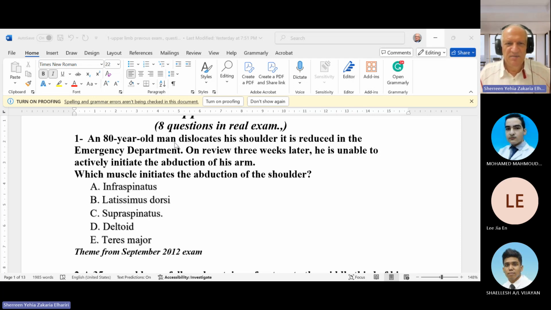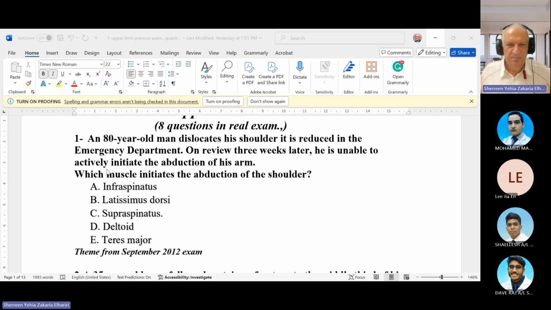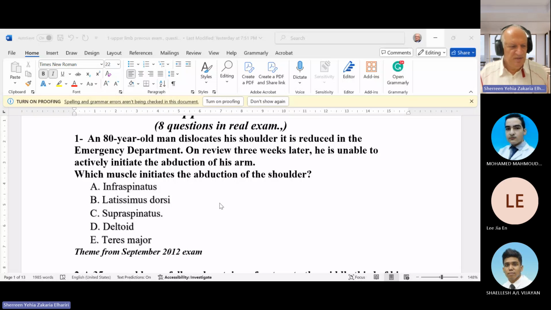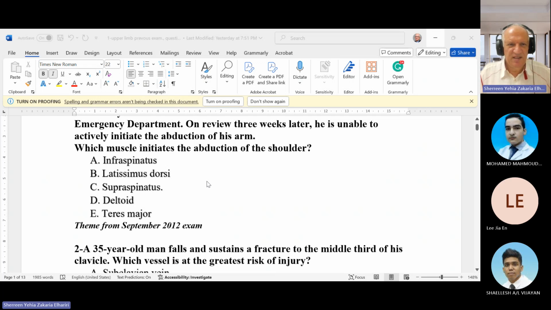An 80 years old man dislocated his shoulder. It is reduced in the emergency department. On review 3 weeks later, he is unable to initiate abduction of the shoulder. So this is the question he asked you: what is the muscle responsible for initiation of abduction of the shoulder? Anyone have an idea? Which muscle is responsible for initial abduction, or abduction till 18 degrees?